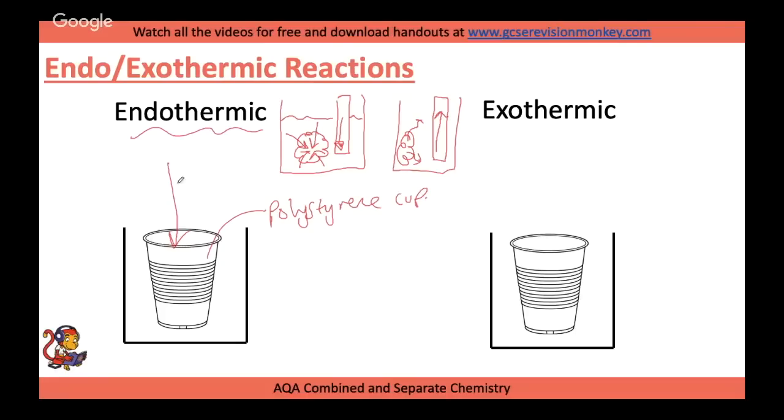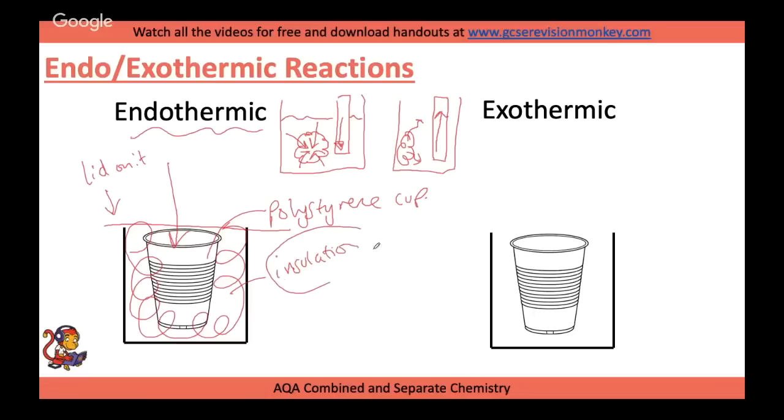So that's one thing, using a polystyrene cup. Look, if it doesn't have a lid on it, that's going to be an improvement. Put a lid on it and surround it by insulation, something like cotton wool. Those two things here are crucial to improving the experiment because we don't want the temperature change to be affected.